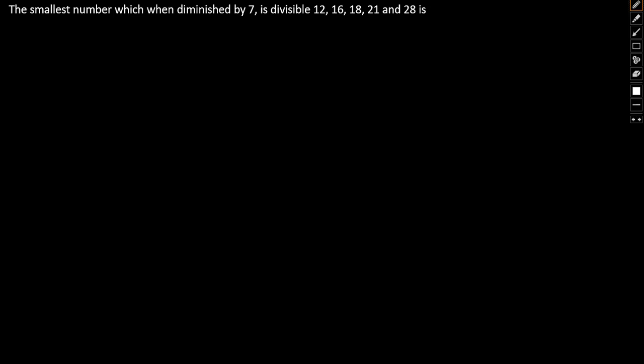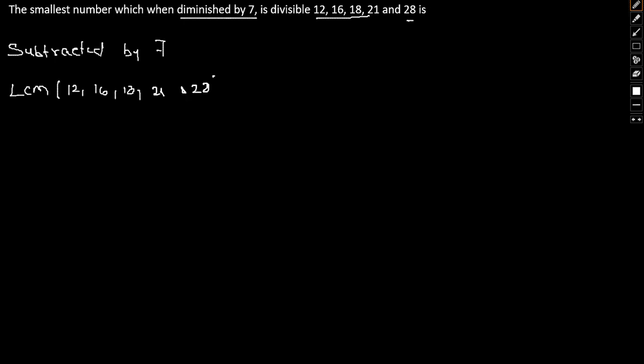The smallest number which when diminished by 7 is divisible by 12, 16, 18, 21 and 28 is. So here when we talk about diminished, it simply means subtracted by 7. So we need to figure out the smallest number which when subtracted by 7 is divisible by all these numbers. Our ideal approach would be to find the LCM of 12, 16, 18, 21 and 28, since we are concerned with the smallest number which divides all these numbers.